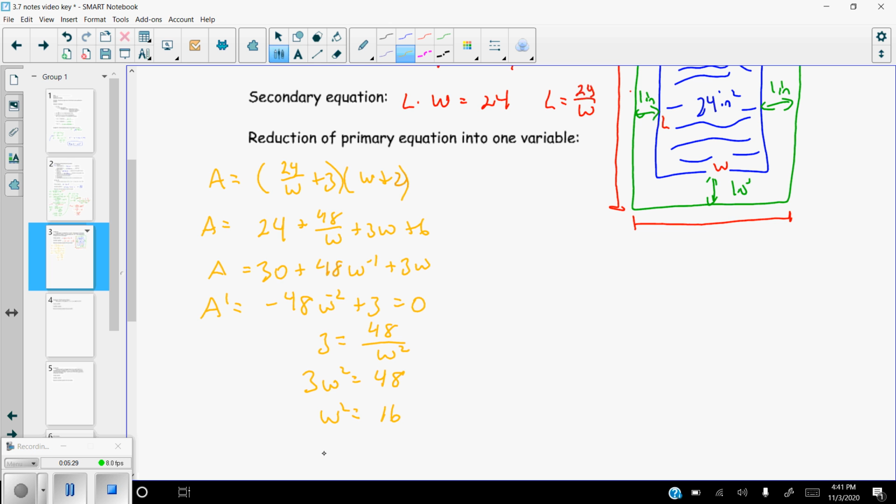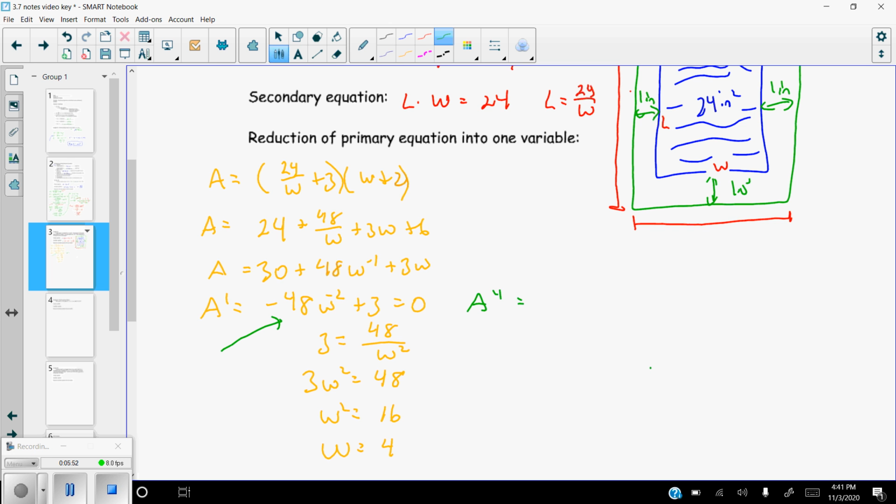And then taking the square root, w would technically equal plus or minus 4. But in this case, I only need the positive 4 because we are talking about the width of a piece of paper, so it can't be negative. In this case, I think that taking the second derivative is going to be the easiest test.